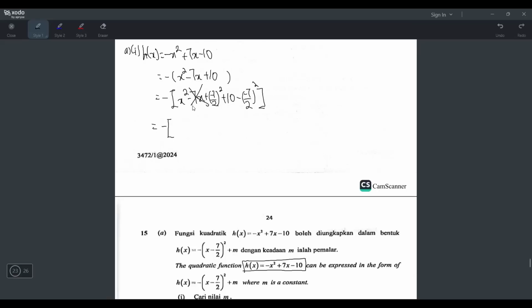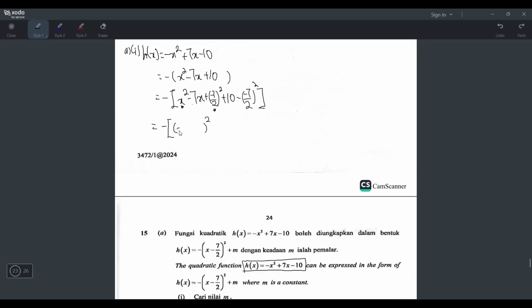Don't look at the negative 7x. Don't look at it, you only focus here and here. So you only focus on the x square and the negative 7 over 2 square. Since both of them have square, you will just write a bracket and put the square outside like this, right? And then what you write inside, you just look at who is squared.